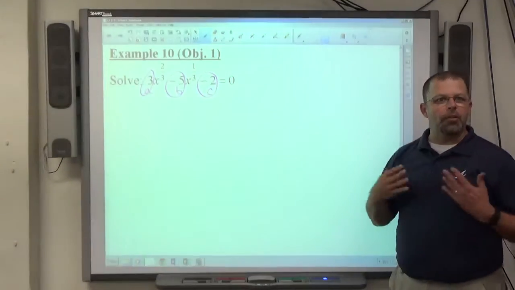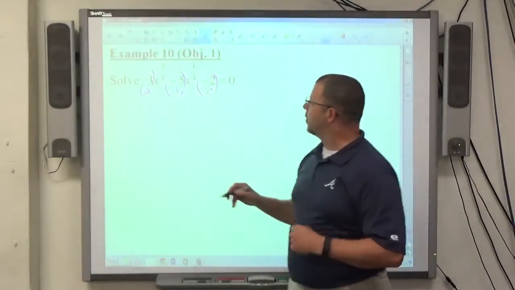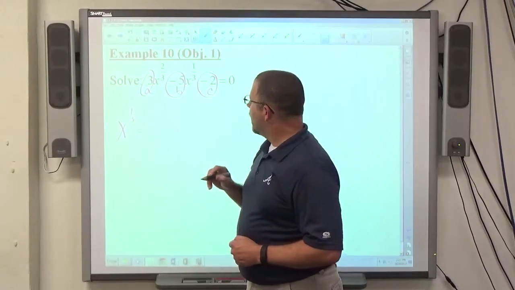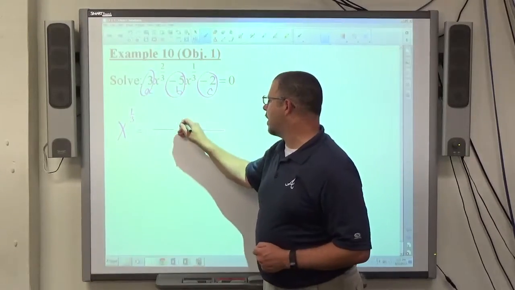And again, if I'm going to apply the quadratic formula, I'm not finding out what x equals with this problem. I'm instead finding out what x to the 1/3 power equals with this problem. And x to the 1/3 power is going to equal the quadratic form structure.